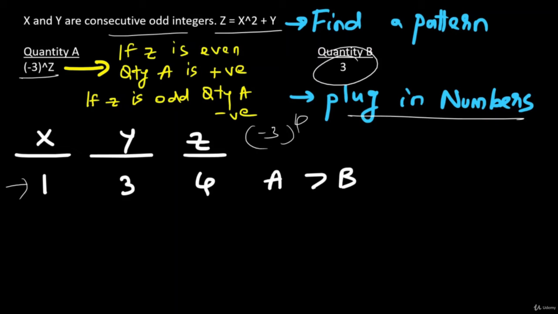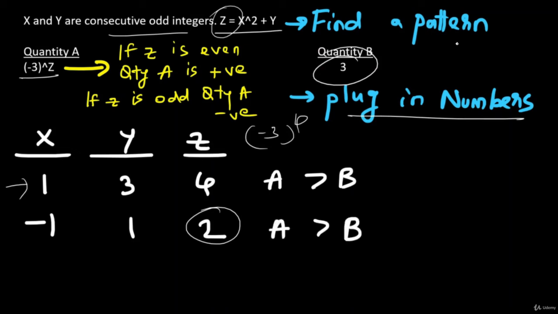Alright, now let's try another set of consecutive odd integers. What if I take x as minus 1 and y as 1? In this case, z is equal to minus 1 the whole square, which is 1, and 1 plus 1, right? That gives you z, which is equal to 2 over here. Alright, now over here, quantity A is minus 3 to the power 2, which is 9, and quantity B is 3. So again over here, we have A greater than B.